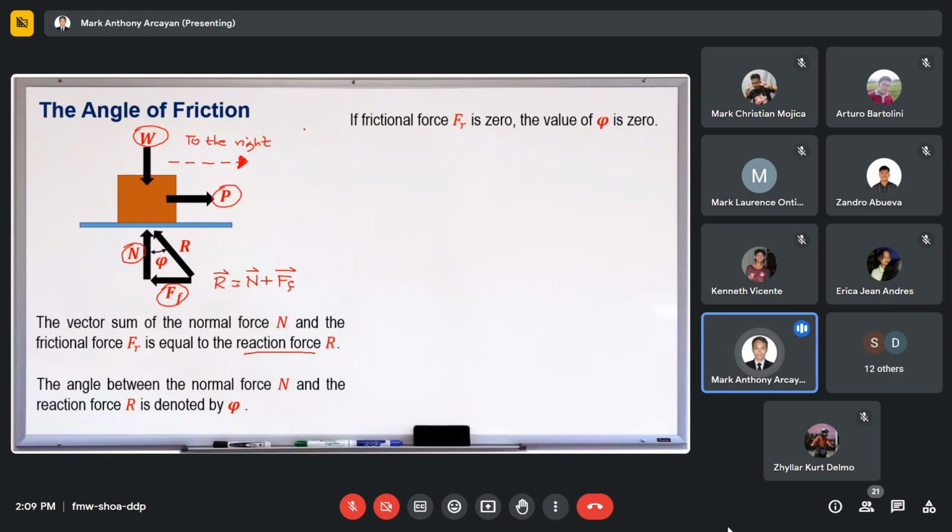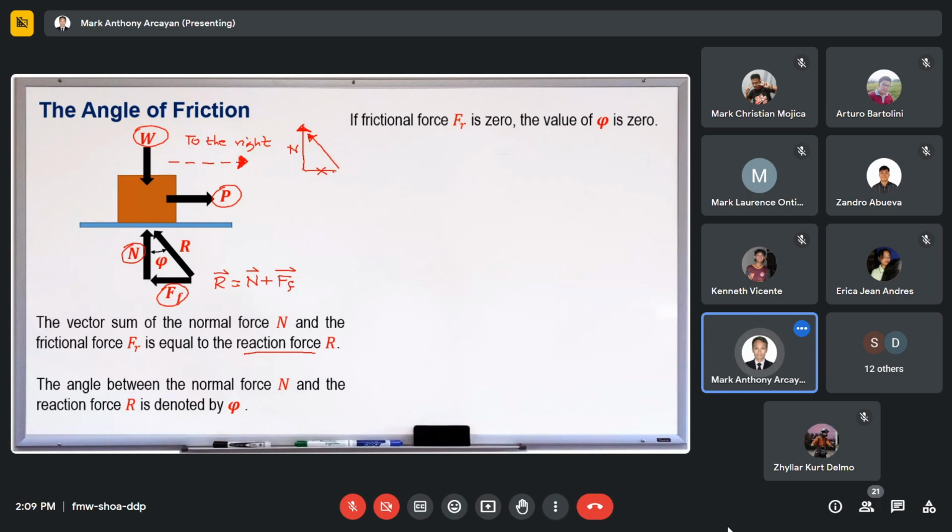So the normal force will always be there. Then, if the frictional force becomes zero, it decreases, so what will happen? Your reaction force will be equal to your normal force. This is your normal force. The reaction force earlier was inclined.